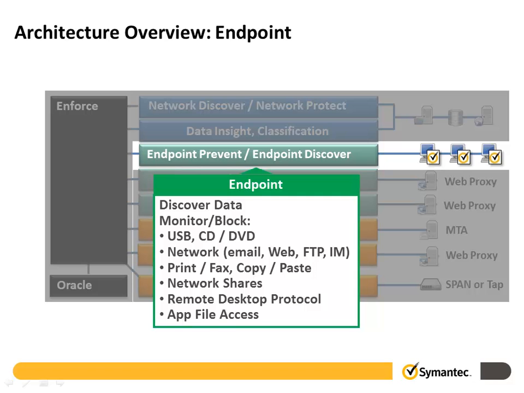For our endpoint features or data in use, we now know we have Endpoint Prevent and Endpoint Discover. So Endpoint Discover enables us to go ahead and scan for confidential data exposed on the local drives on the endpoint machine. Endpoint Prevent gives us monitoring and the ability to block on various mediums on the endpoint, such as USB storage, CD/DVD, local network traffic, print fax, copy-paste, network shares, application file access, and the remote desktop protocol.